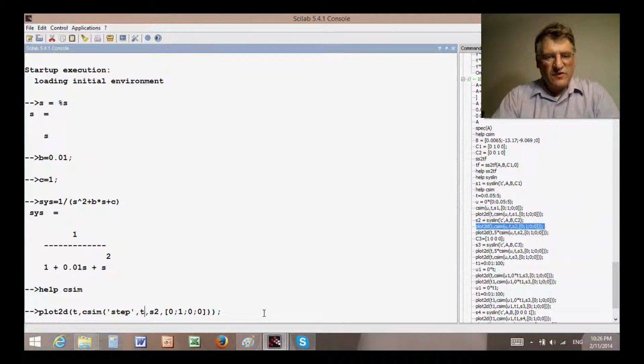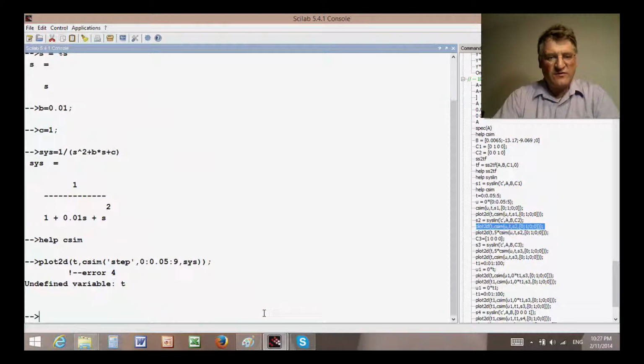Okay, so we will say they want the step response over the interval 0, 0.05, and then 9. Okay, so over 9 seconds, and then we will say that it's for the system named sys, and we set no initial conditions because initial conditions make no sense in transfer function. And we are told that t is equal to 0.